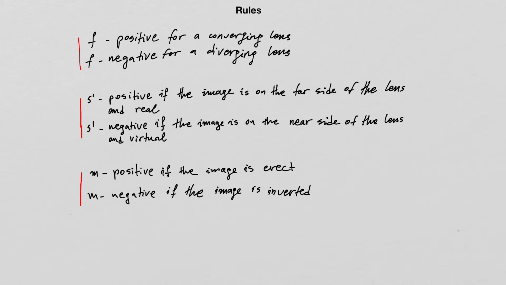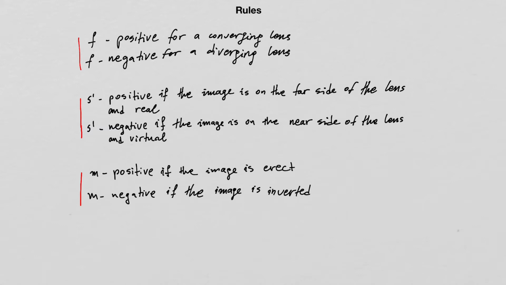The distance between the image and the lens is positive if the image is on the far side of the lens and real. The image distance is negative if the image is on the near side of the lens and virtual. The far side of the lens is the side of the lens opposite to the side where the object is. And the near side of the lens is the same side of the lens where the object is.